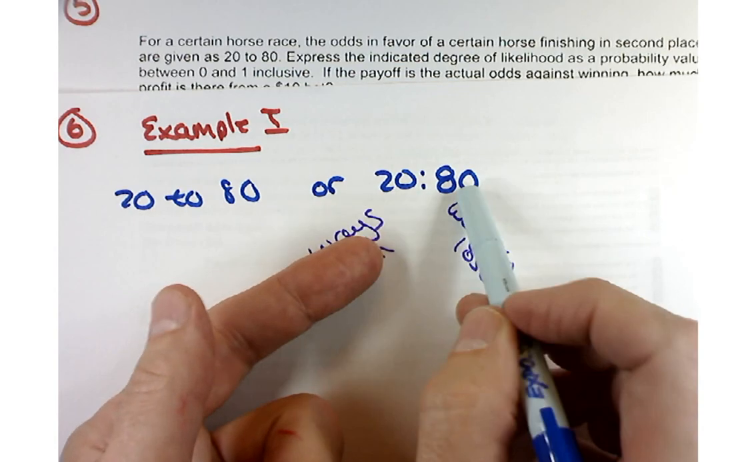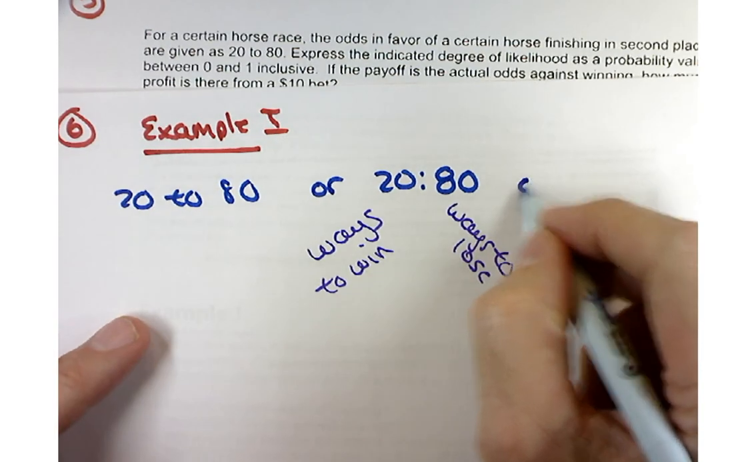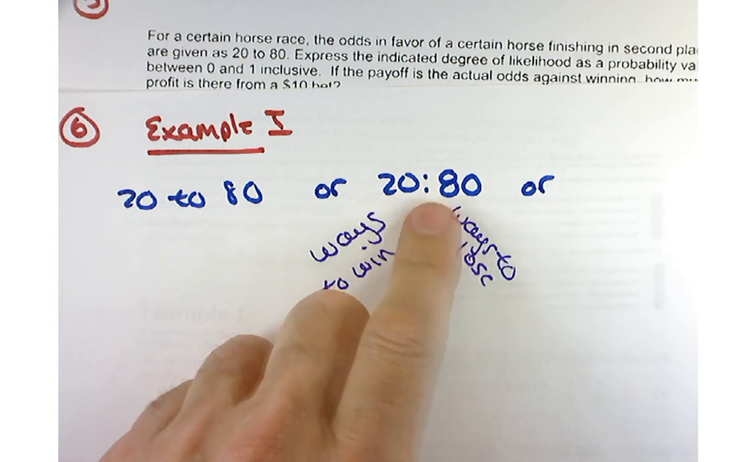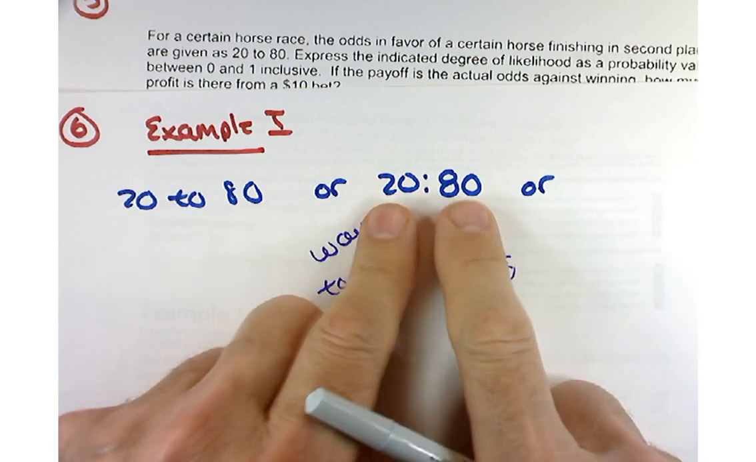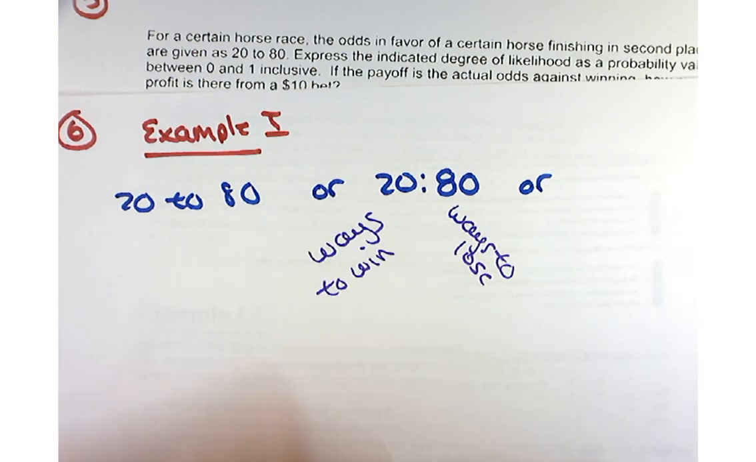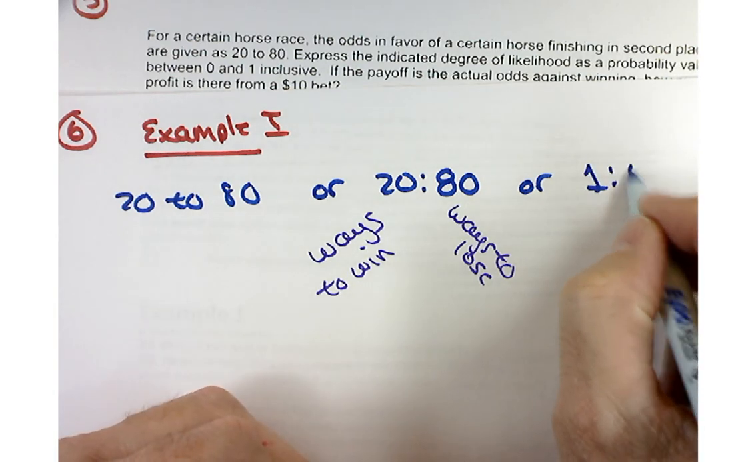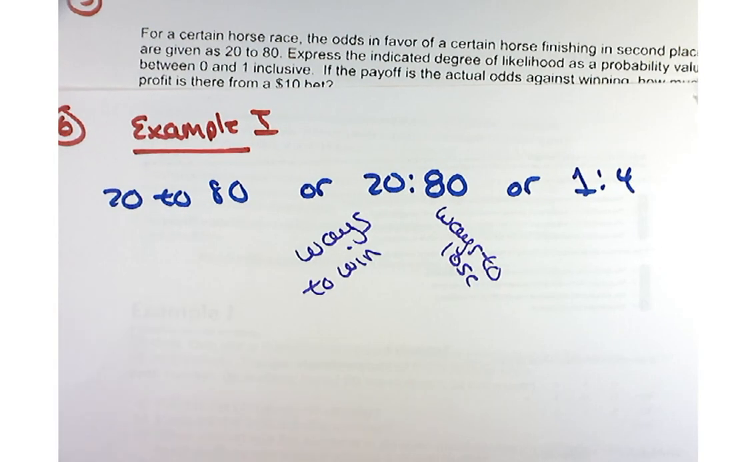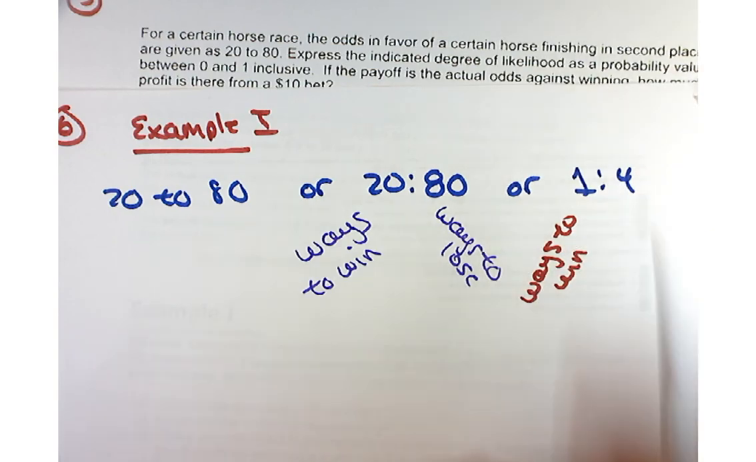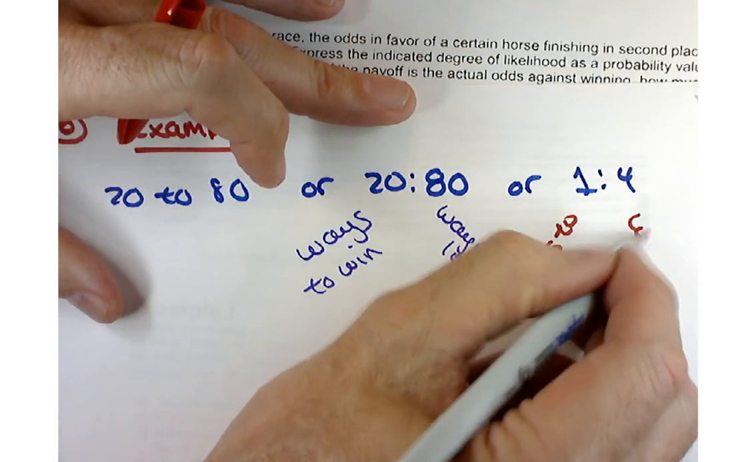I doubt you would see odds expressed like this very often. More often than not, they're going to put these in what are called lowest terms. So, for instance, if I treated this almost like an equation, what number could I divide both of these by evenly? 20. So if I divide this by 20, I get 1. This by 20, I get 4. Now that still represents the same thing. It still represents the number of ways to win compared to the number of ways to lose.